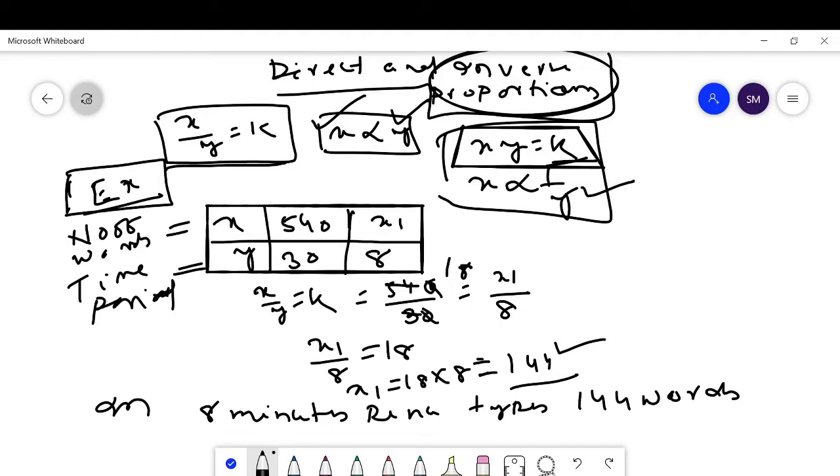When you read a question, please try to understand whether this is direct variation or inverse variation. In case of direct variation, both increase. When x increases, then y increases. In case of inverse variation, when x increases, then y decreases. This is the difference between direct variation and inverse variation. When this is direct variation, you use the formula x upon y, k constant. And when this is inverse variation, you use the formula x into y, k constant.